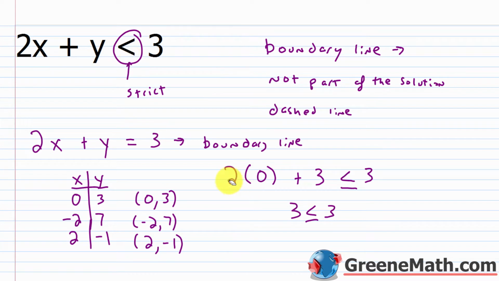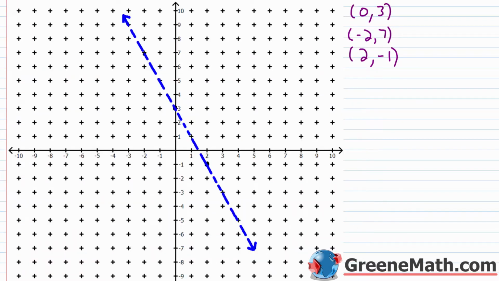Now, the next thing we want to do is choose a test point. So let me go back to the coordinate plane. You want to look for something that is not on the line. The most common test point you'll use is (0, 0), because it's nice and easy to work with. So you're going to say, is (0, 0) a solution for that inequality? If it is, I'm going to shade everything in that region. If it's not, I'm going to shade everything in the other region.